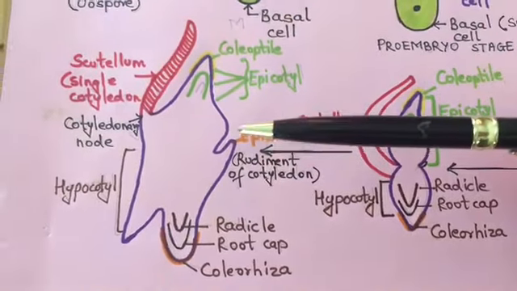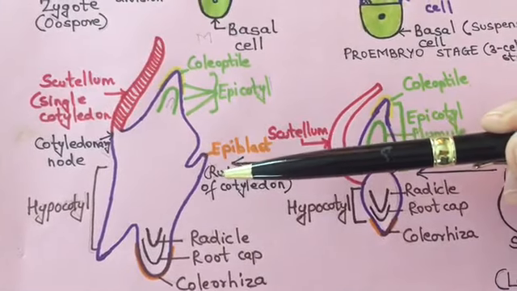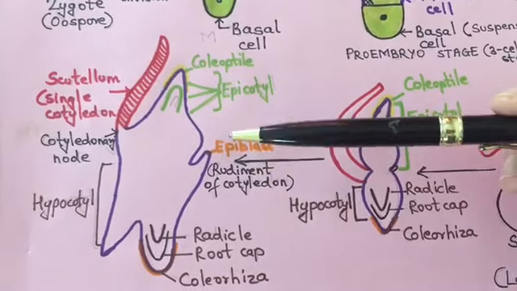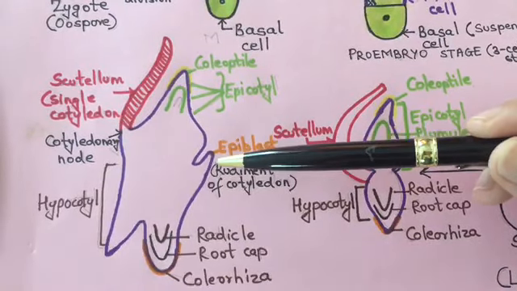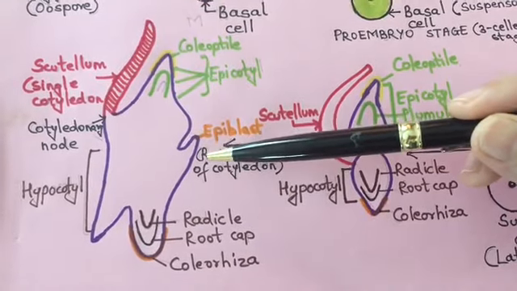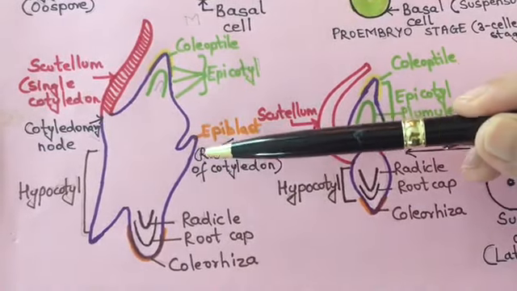Now there's another interesting factor here, that is the epiblast. What is epiblast? Epiblast is a rudiment of cotyledon. What do you mean by this? Earlier it was already there as a rudiment. So from this itself, it's always said that monocots are formed from the dicots.